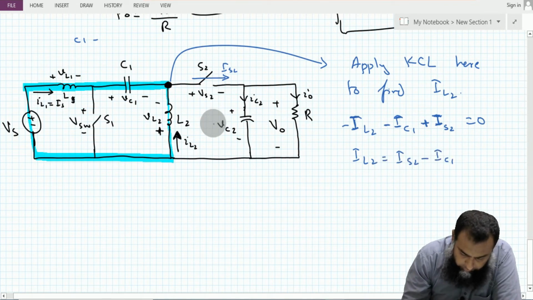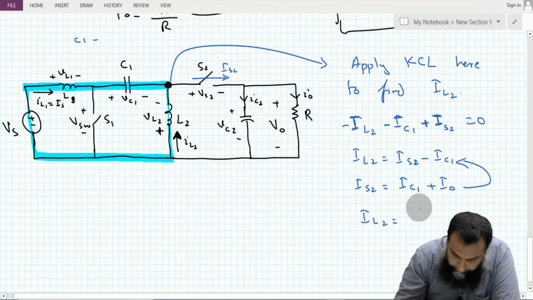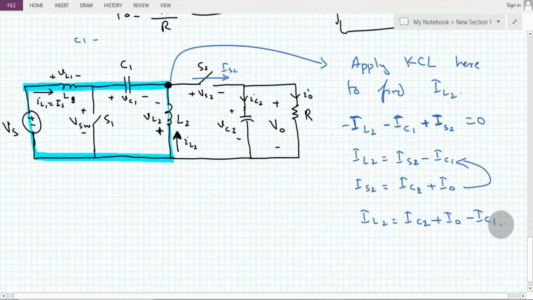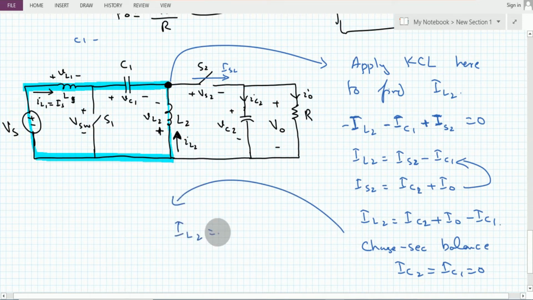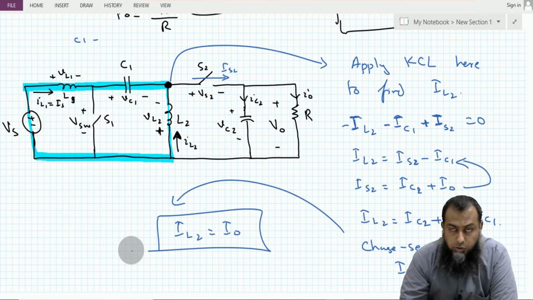Now what is the value of this IS2? This IS2 has two parts. It consists of IC2 and the current I0. So if I plug it back in here, IL2 is equal to IC2 plus I0 minus IC1. And we have a good knowledge that for steady state operation, the net charge, or the charge-second balance, on a capacitor is equal to 0. So the average current through each capacitor should be equal to 0, and therefore IC2 and IC1 both are equal to 0, and consequently this IL2 becomes equal to I0, which is not difficult to calculate because the voltage is known for a given duty cycle value and the value of the load resistance is also known to the designer.